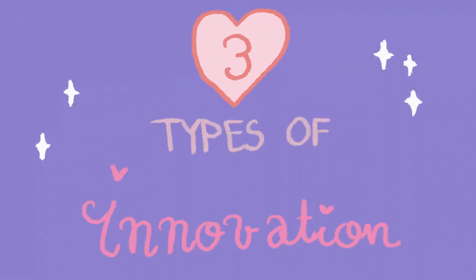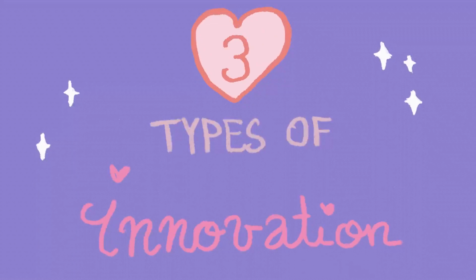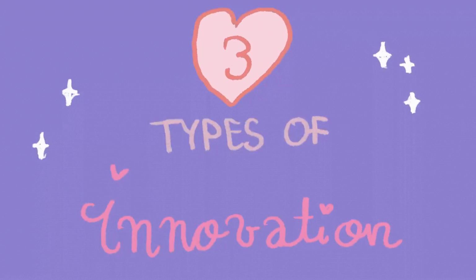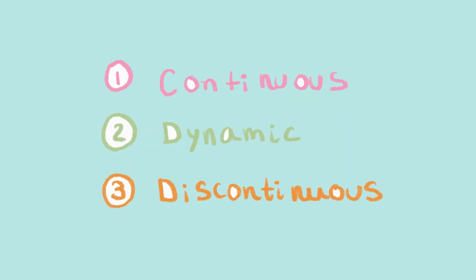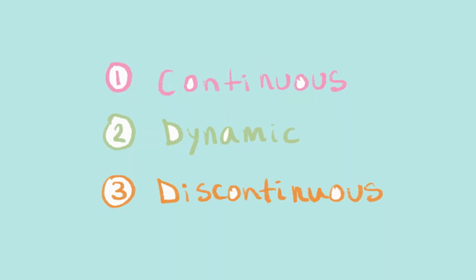Today I'm going to be talking about the three types of innovation in consumer behavior. Keep in mind that innovation has to do with newness. So in consumer behavior, it's going to be applied to product creation and consumption. The three types of innovation are continuous innovation, dynamic innovation, and discontinuous innovation.